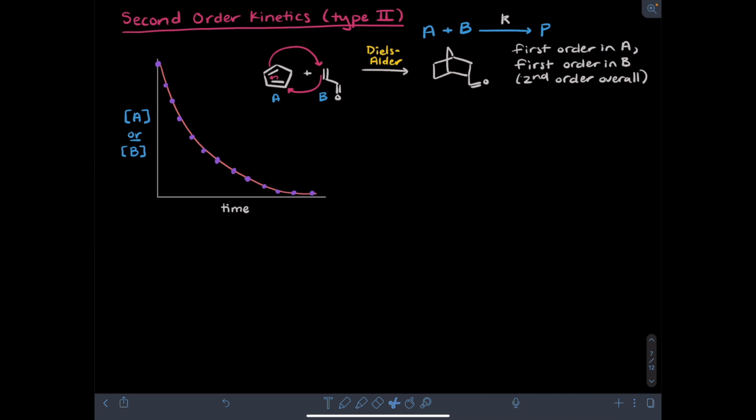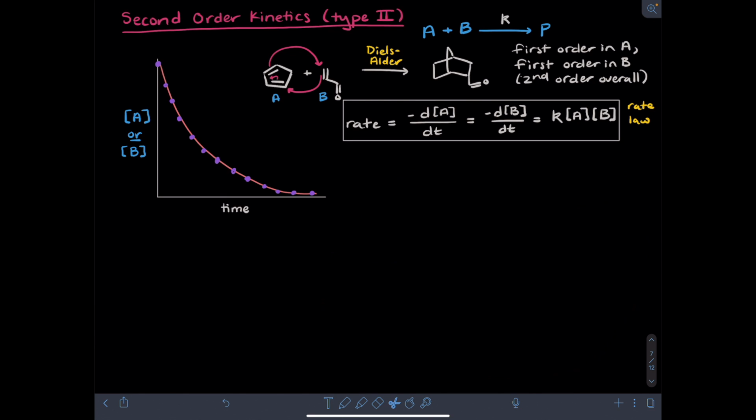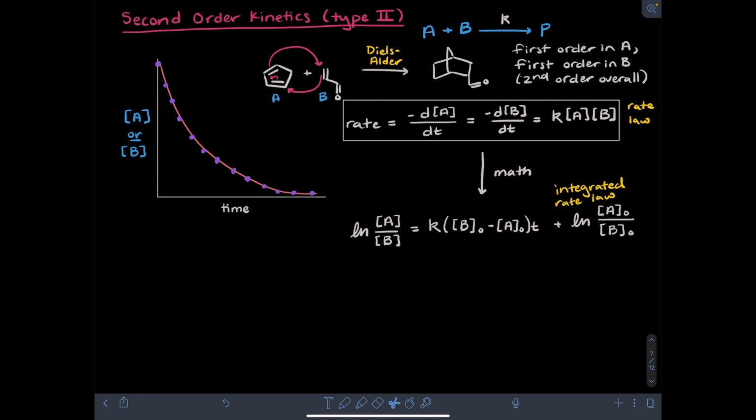If you plotted the concentration of A with respect to time, or the concentration of B with respect to time, it would not be linear, and it would look exponential-like. Your rate law for this type 2 would be the rate would be equal to the rate constant times the concentration of A times the concentration of B. This rate would be equal to the rate at which A is disappearing with respect to time, as well as the rate at which B is disappearing with respect to time. In this case, the math is more complicated, and I will not show it. I will just give you the outcome of the integrated rate law.